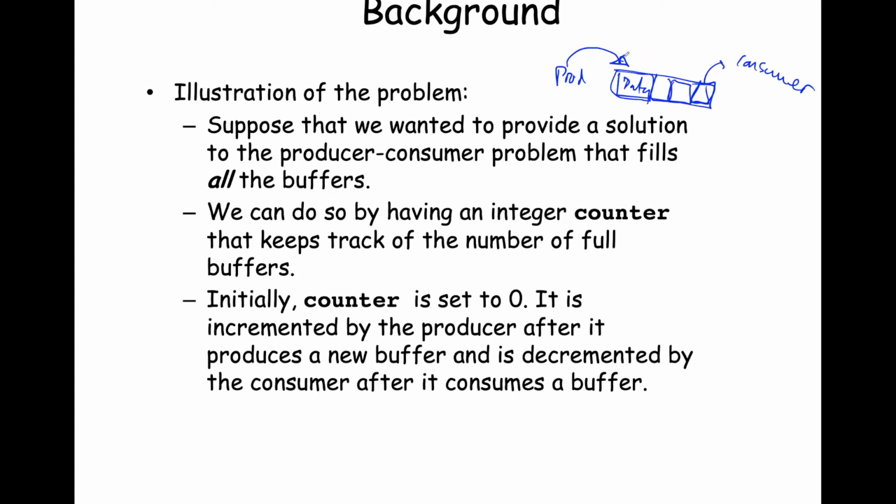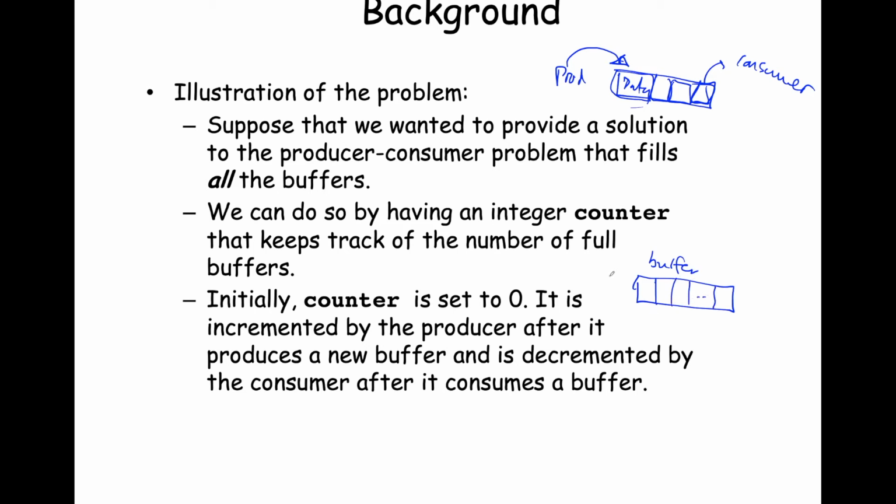The producer wants to add data, and the consumer wants to remove that data. In the producer-consumer treatment in Chapter 6 of the book, we have an integer variable, counter, and this counter is going to keep track of the number of slots in this buffer that are occupied. Initially, the counter is set to 0, and what does that represent? It represents your buffer. Here's my buffer.